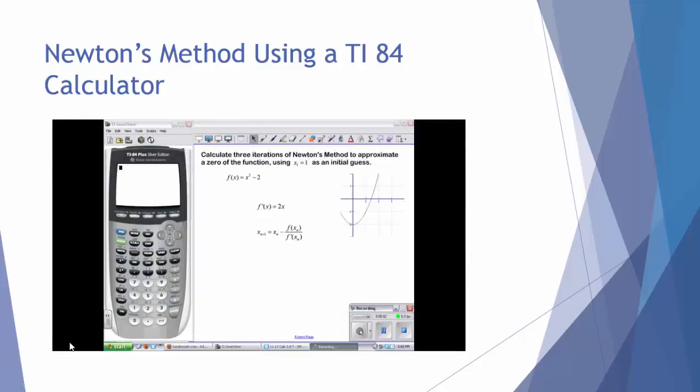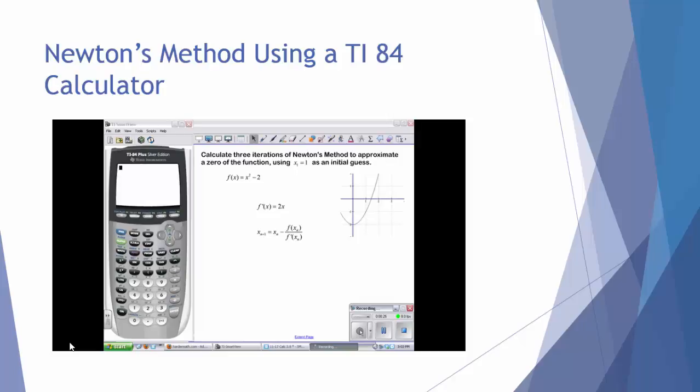In this video, we want to use a TI calculator to help us with Newton's method on approximating a zero of a function. So what we want to do is we want the calculator to do most of the work for us instead of having to actually plug these values in and calculate them, because as we saw in class, when the functions get more complex and the derivatives get more complex, things just get a little bit messy. So we can get the calculator to do some of the work for us.